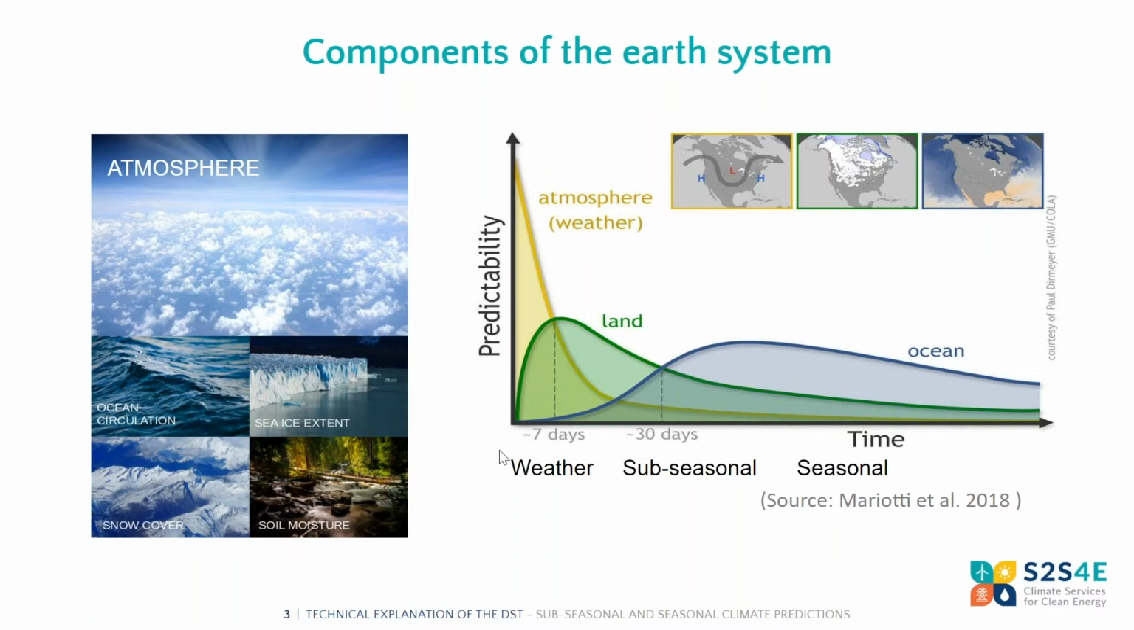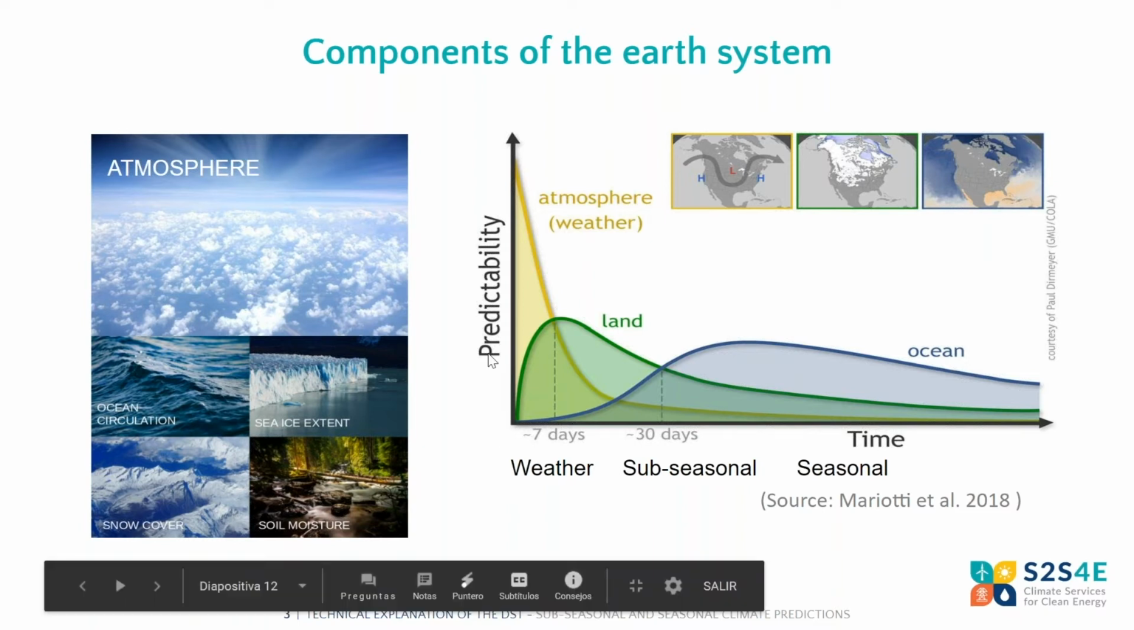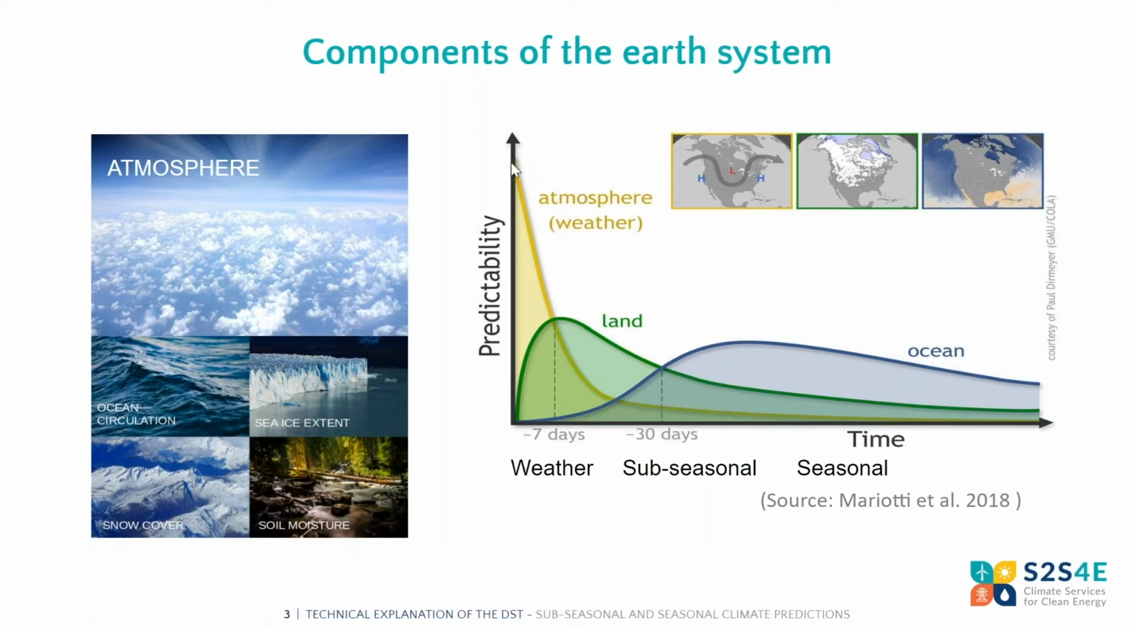At the beginning, we have the shorter scale, what we would call the weather forecast, which has very high predictability due to the influence of initial conditions that are very well known. Then this predictability starts to drop. It is at these time ranges that the sub-seasonal and the seasonal predictions come into place. There are other sources of predictability, like the land, the sea ice, and the ocean, for example the sea surface temperatures, that have some influence on the state of the system.